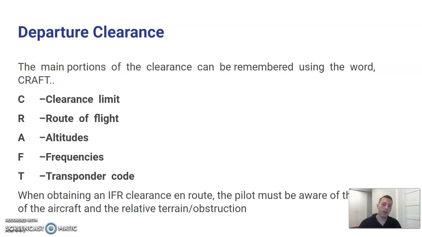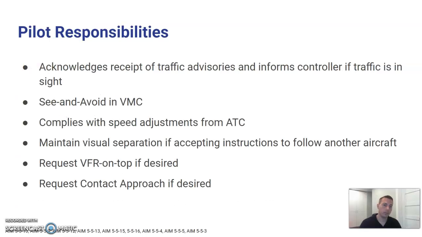When we're obtaining an IFR clearance en route, you've got to make sure that you're aware of the position of the aircraft relative to terrain and obstructions. You may be required to provide your own terrain and obstruction clearance until you can get to the minimum IFR altitude if you depart VFR and pick up the clearance in flight.